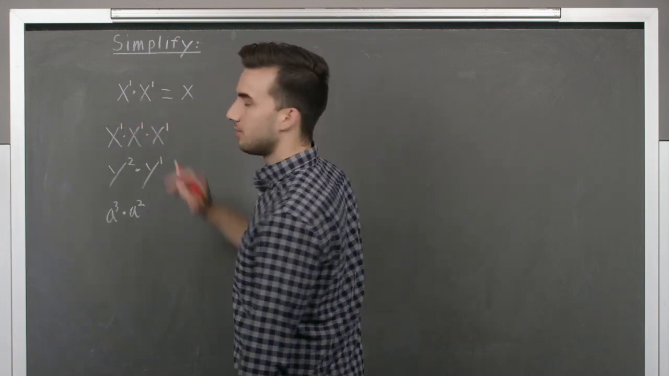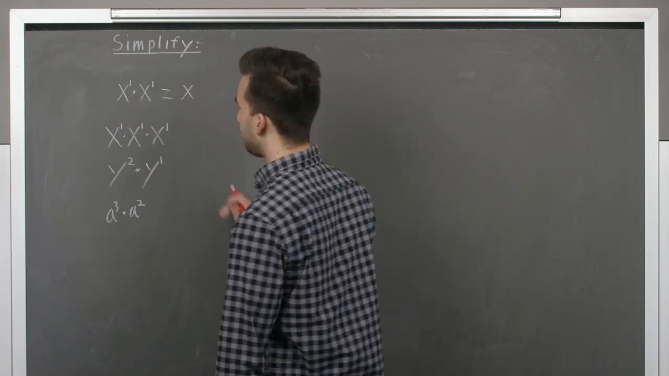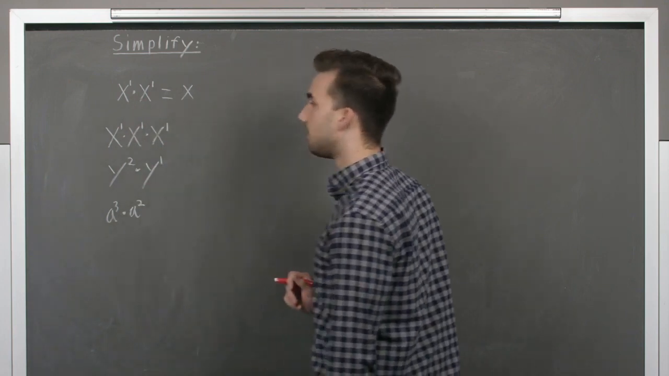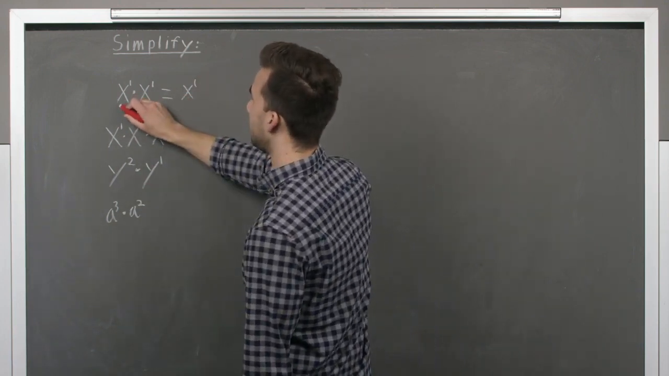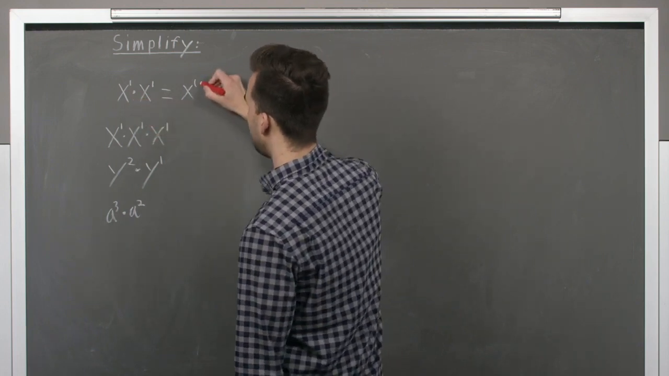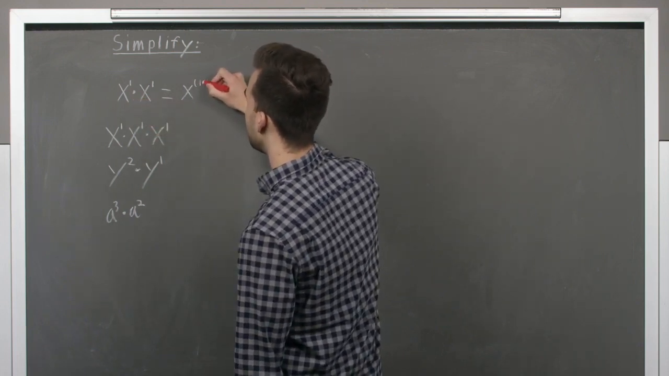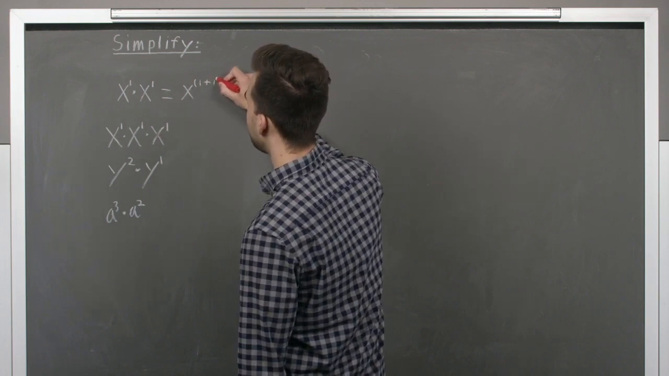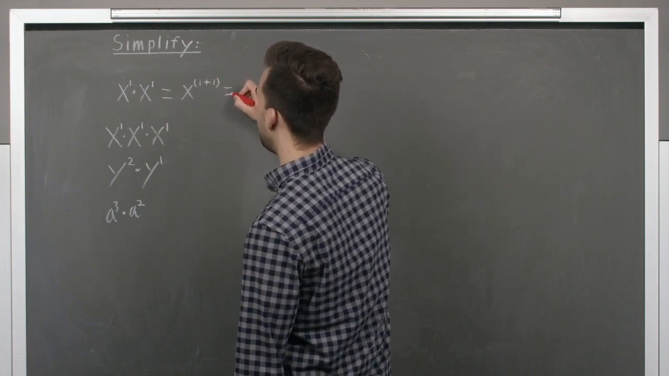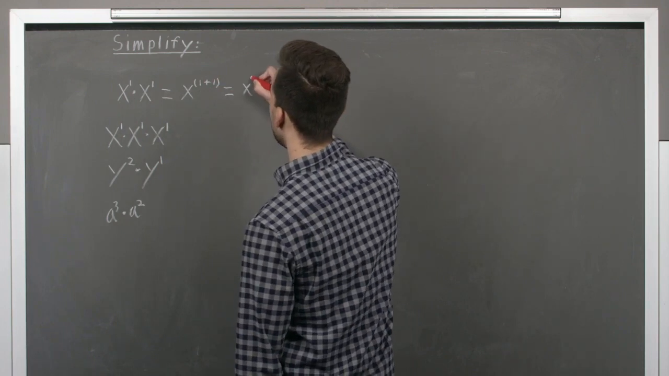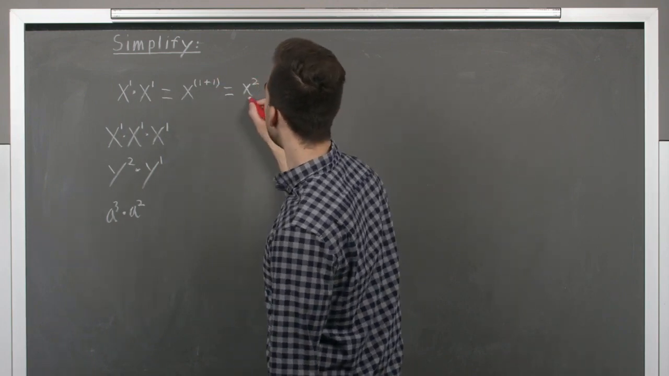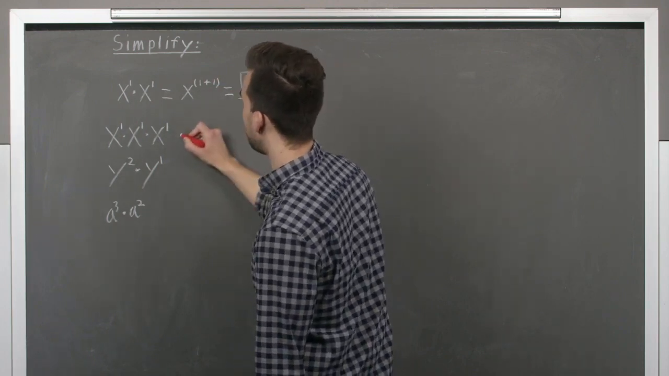But what we do when we multiply the same variable is we just add up all of the exponents. So if we were multiplying x times x, that would give us x to the power of 1 plus 1. And we can rewrite that as, well, 1 plus 1 is 2. So x squared is our solution for that example.